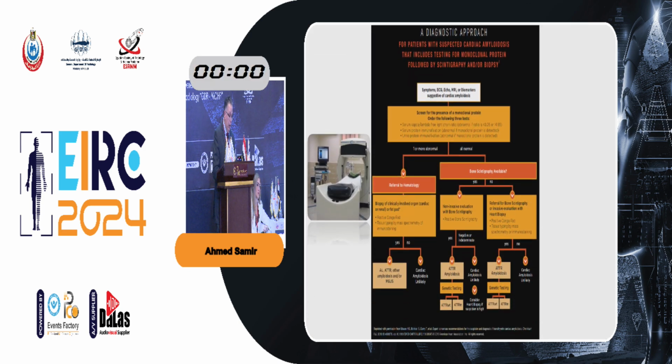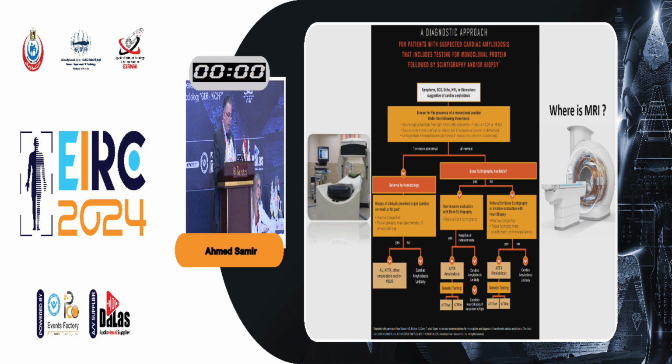And I want to end my lecture with the debate, the famous debate. So, as you can see in this paper published 5 years ago, they are mainly focusing on echo and mainly focusing on nuclear scan for screening and treatment and diagnosing cases of amyloidosis. But the question is, where is MRI? This is the really important question.